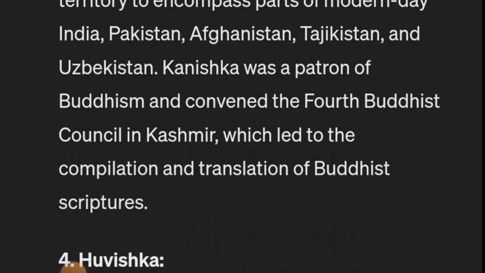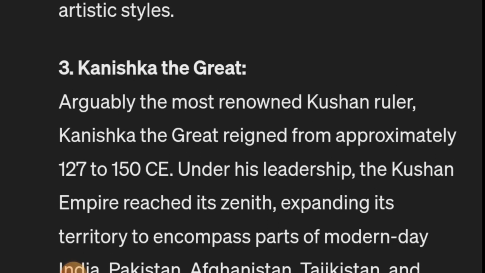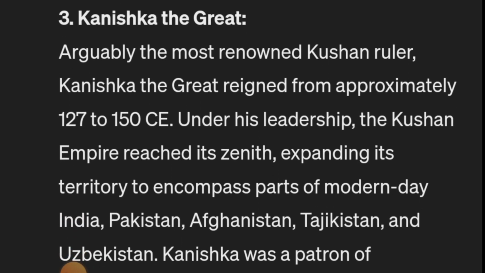So this was the Fourth Buddhist Council, and Kanishk is one of the greatest rulers of India as well as the Kushan Empire. So he expanded the Kushan Empire further into the Gangetic Valley till Patliputra and Gaya, and these were some of the important cities. Patliputra, Mathura, and Peshawar were some of the important cities during his reign.